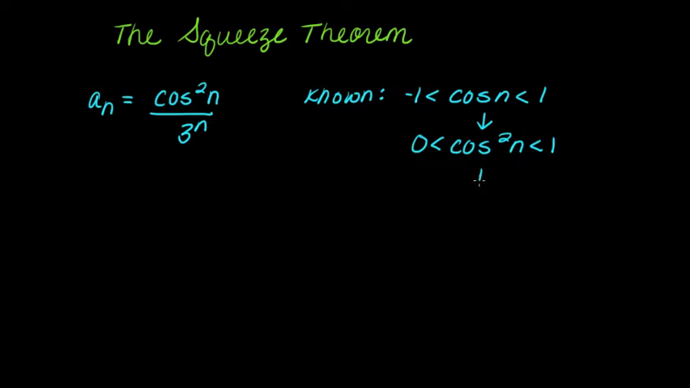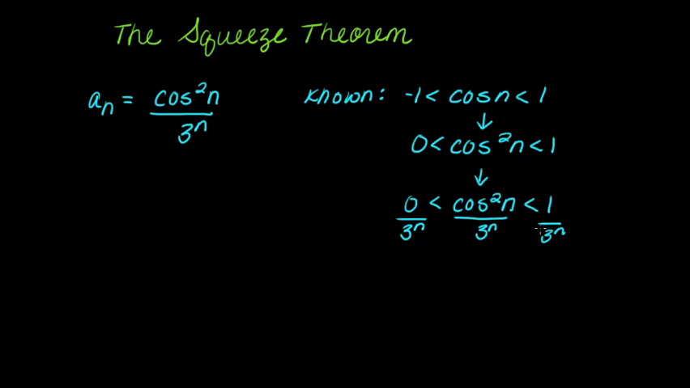Alright, last step is adding on our divisor. So now we have cosine squared n. This was still between 0 and 1. Now we're going to divide it off by 3 to the nth power. What you do to one portion, you have to do to the others.